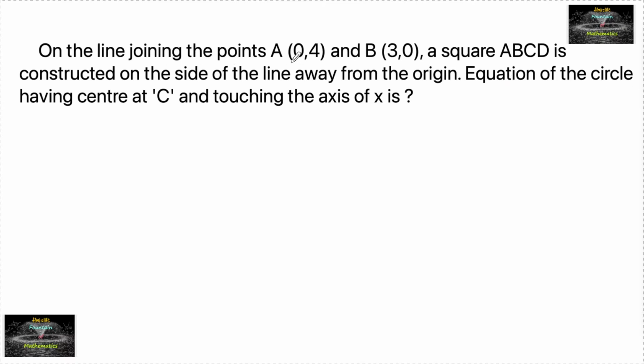On the line joining points A(0, 4) and B(3, 0), a square ABCD is constructed on the side of the line away from the origin. Then the equation of the circle having center at C and touching the axis of X is.